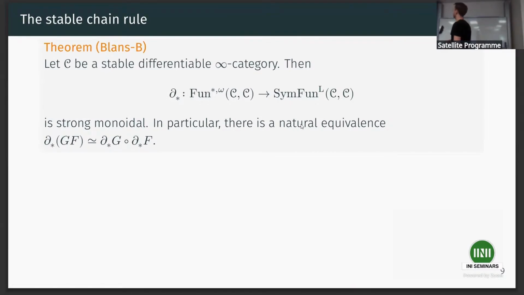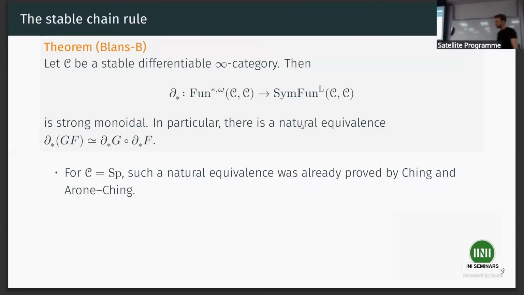So the result that we have there is that if C is stable, then this lex monoidal structure that we have is actually strong monoidal. So there's a natural equivalence of this type. Here, this is the composition product, which is this Faà di Bruno formula, and on the left we have the composite of G and F.